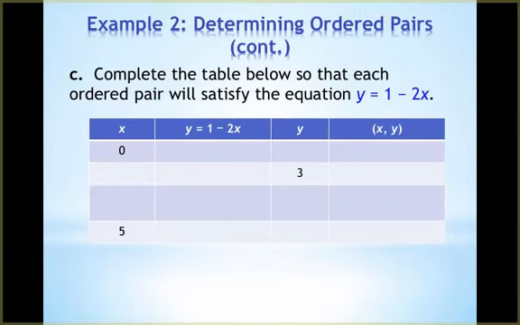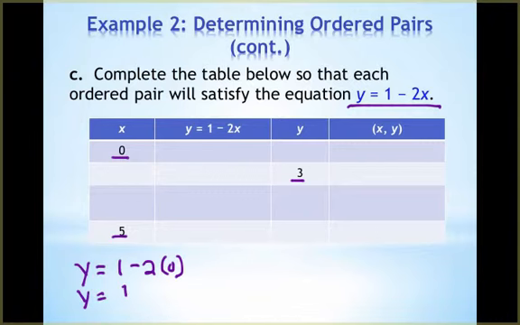Now we're actually doing very similar problems to the ones we just completed, but we're going to look at it in table form. So here's our equation, y equals 1 minus 2x, and we have some values for x and a value for y, and they want me to compute the missing value and then write that as an ordered pair. So what if x is 0? Well, we would get y equals 1 minus 2 times 0, but that would be 1 minus 0, which is 1.